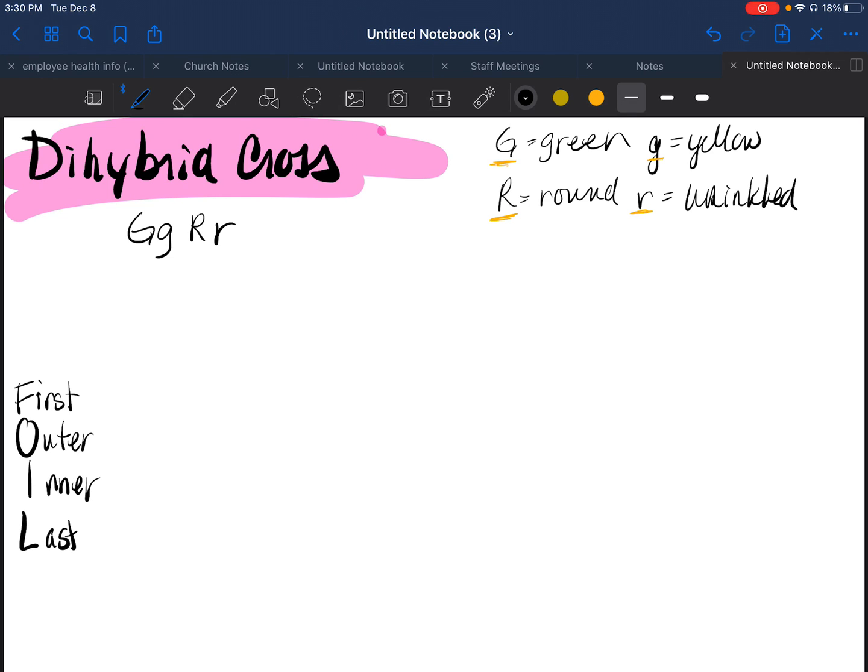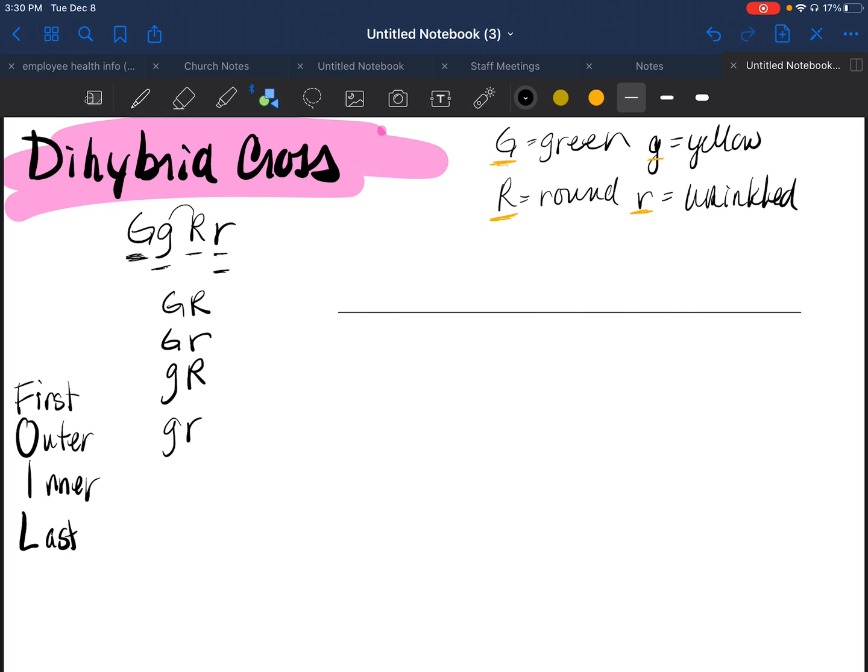So when we say first, we're talking about the first letter of each set. So we're talking about the G and the R. So this is a big G, big R. Outer means the outer two. So big G, little r. Inner means the two inner ones. So little g, big R. And last means the last two. So little g and little r. So those are the possible gametes for that parent. And since we are doing two parents that are the same, we don't have to do that twice.